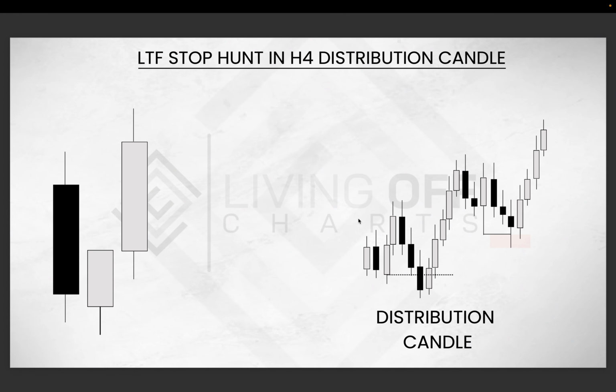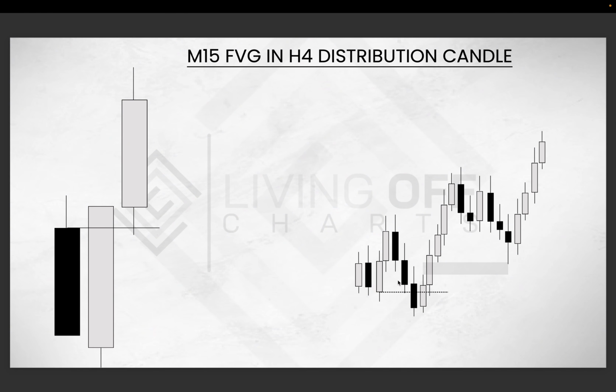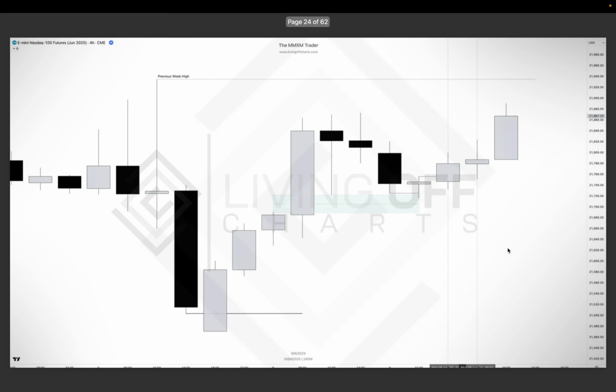The second formation is going to be a 15-minute stop hunt inside of the 4-hour candle. So if this is the 4-hour candle we're trading, within these 4 hours on a 15-minute chart, we want to see a swing low get run. Okay, that's the second option. And lastly, the third option is within that 4-hour distribution candle, do we trade down into a 15-minute fair value gap or form a 15-minute fair value gap and trade into it? Okay, that's it. Those are the only 3 things you're looking for inside of that 4-hour distribution candle.